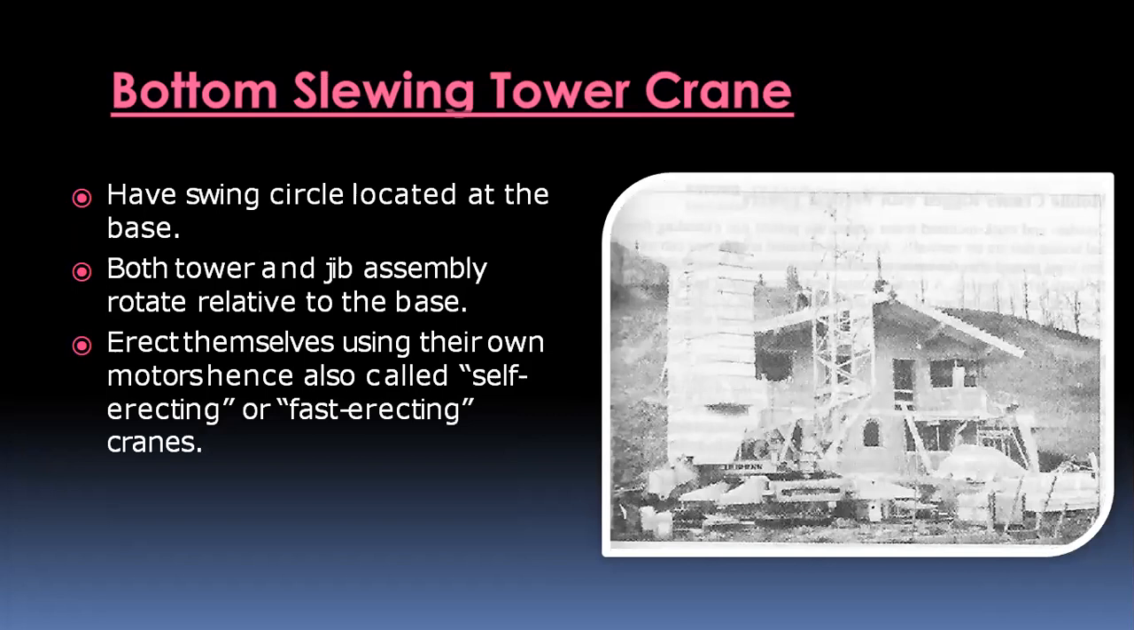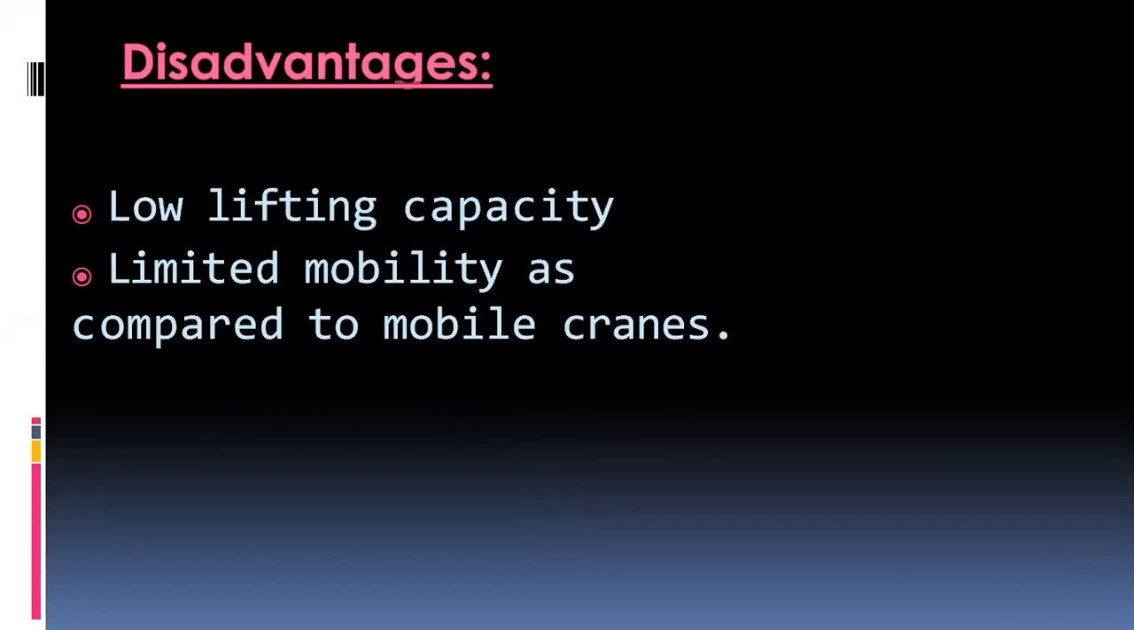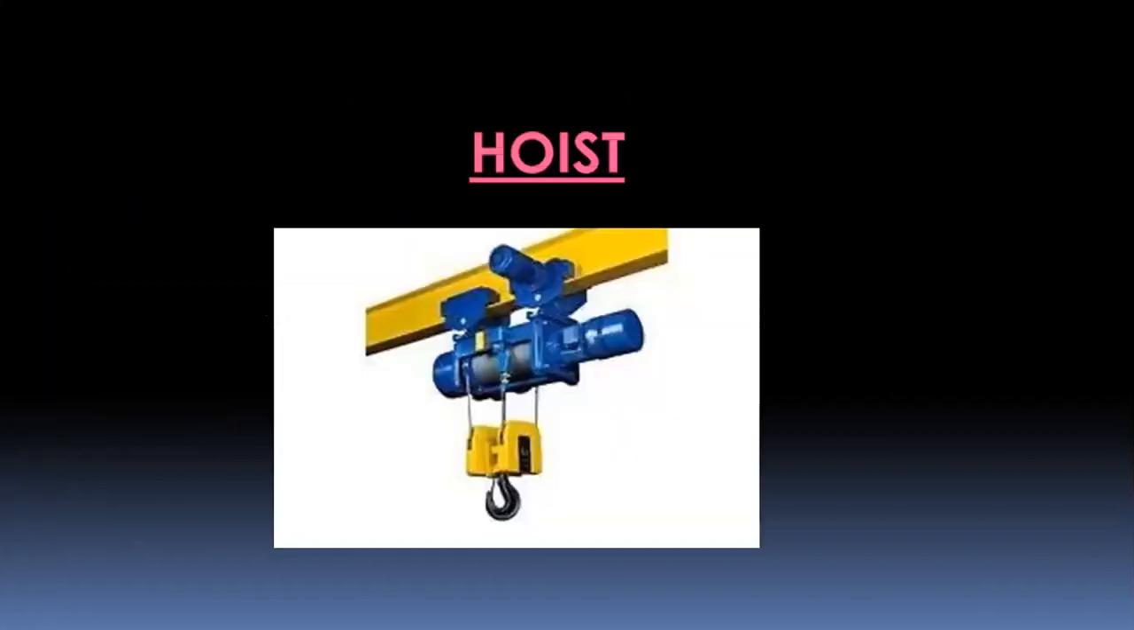Bottom swing tower cranes have the swing circle located at the base, and both tower and jib assembly rotate relative to the base. They erect themselves using their own motors, hence also called self-erecting or fast-erecting cranes. The main disadvantages of using these are low lifting capacities and limited mobility as compared to the mobile cranes.